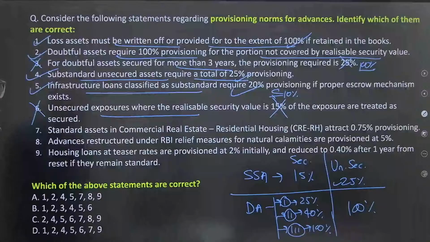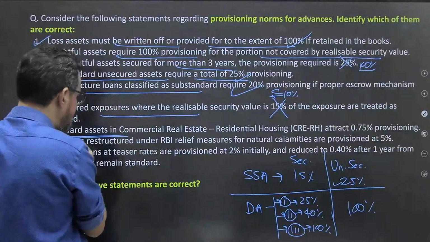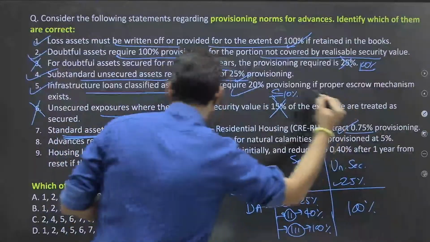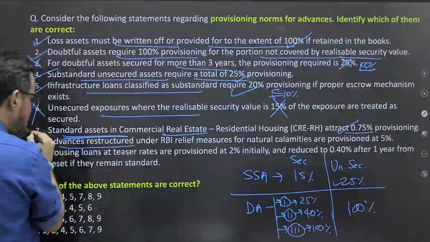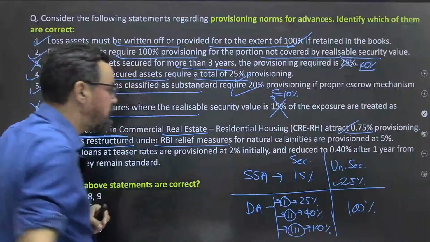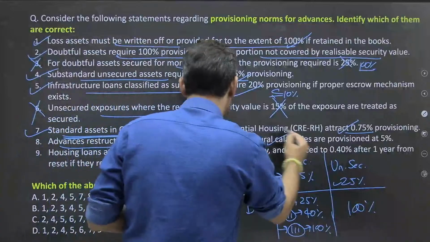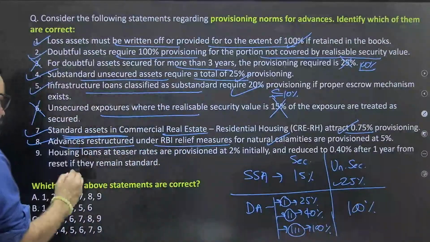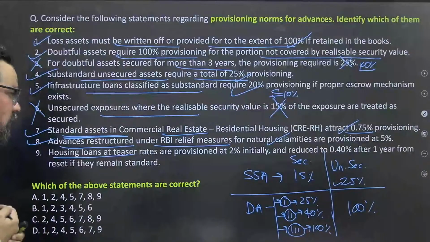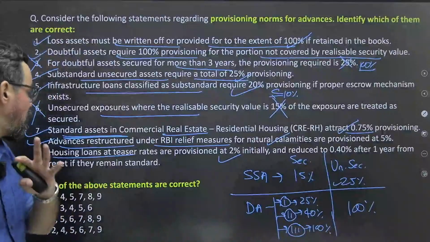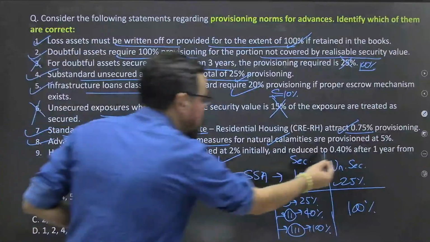Standard asset, it is about the standard asset. ठीक है, commercial real estate आपका 0.75%, 100% true. ठीक है, advance restructured under RBI relief measure for natural calamities they attract 5%, 100% true. Restructuring loan they attract 5. Housing loan at teaser rate initially they have 2% and gradually it comes down to 0.40%, again true.